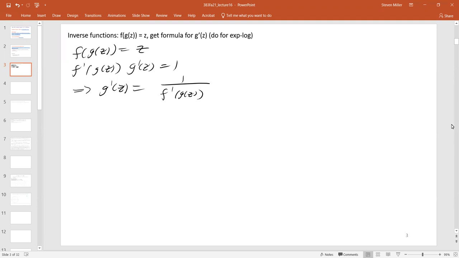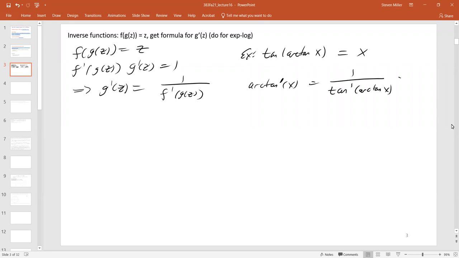So a good example was if we take the tangent of the arctangent of x. Well, if I take the tangent of the angle whose tangent is x, I just get x. And so then according to this, we would get the derivative of arctangent is just 1 over tangent prime at arctangent of x. And then with a little bit of work, you see it's 1 over 1 plus x squared.